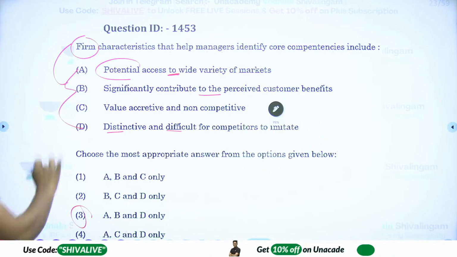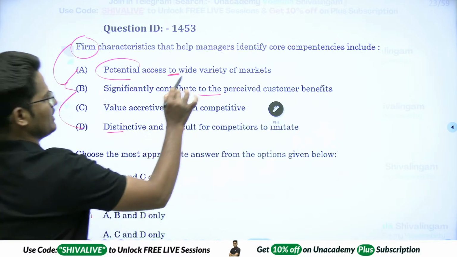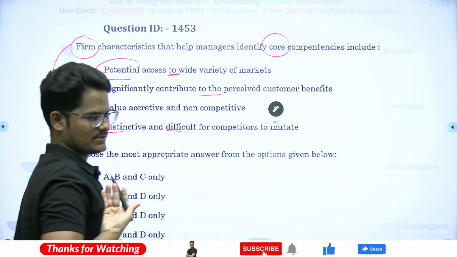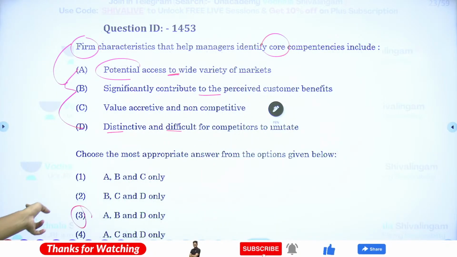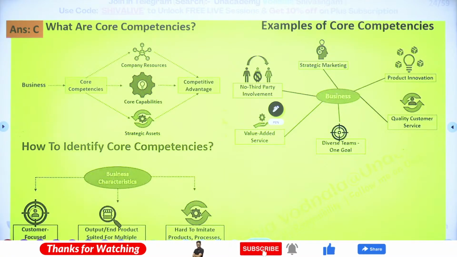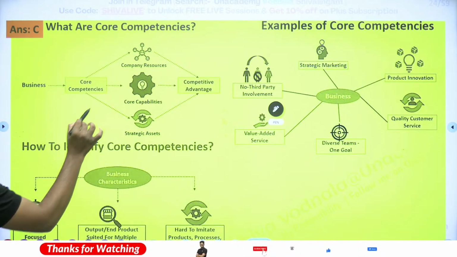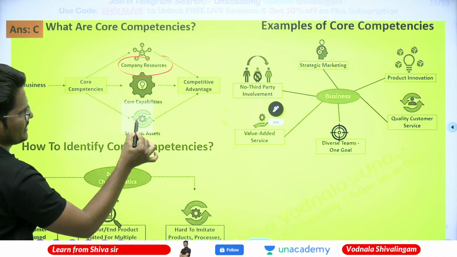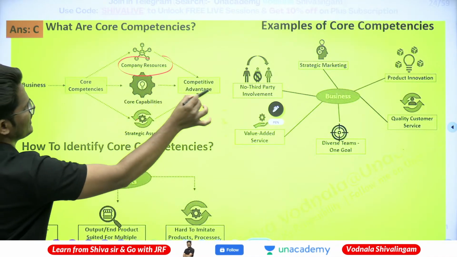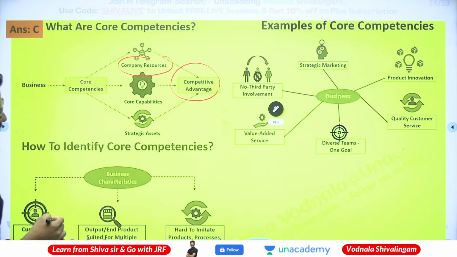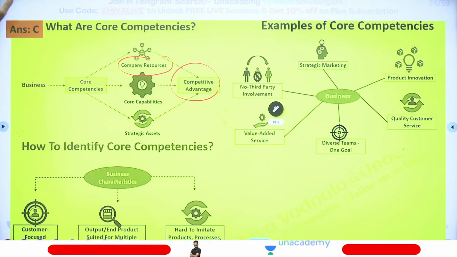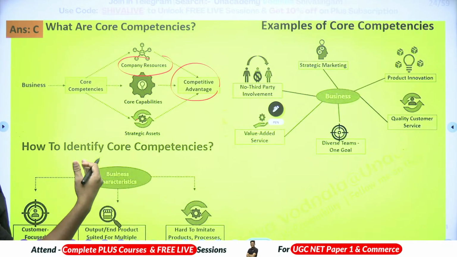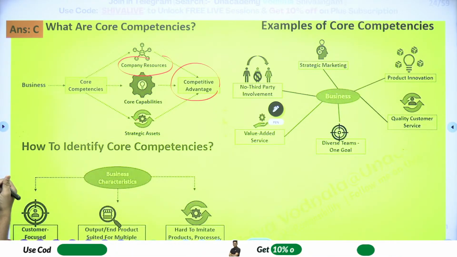These are the firm characteristics which help managers identify our core competencies to compete with others. Core competencies usually come from using a company's resources and capabilities. These both make an advantage in a competitive way. If these strategic assets, resources and capabilities are used properly, then we will have a competitive advantage.